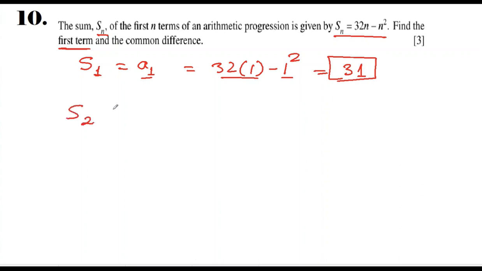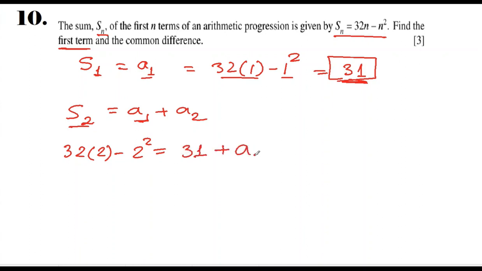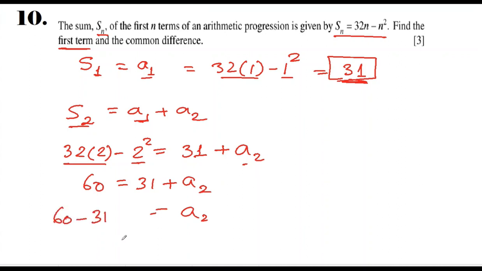Now, what will be S2? S2 will be the sum of the first two terms, A1 and A2. A1 is known to us now, right? So for S2, we will use the formula here, 32 times 2 minus 2 square, which equals the first term, which is 31, we have got it, plus the second term, which we don't know, right? But we can find it now because we know everything else. So 64 minus 4 is 60, equal to 31 plus A2. So A2 becomes 60 minus 31, which is 29.